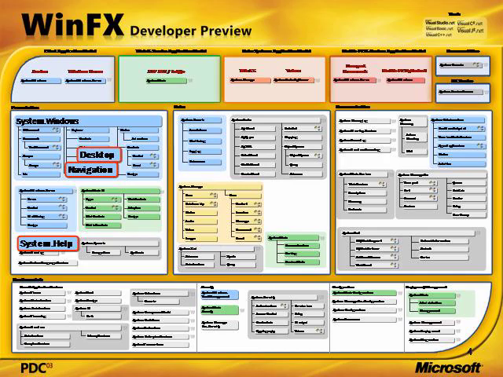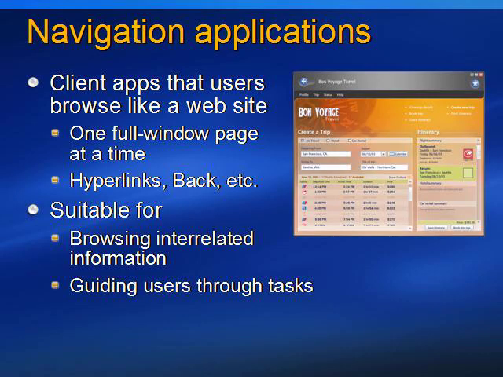Chief among those ideas is the notion of navigation, that you can take a frame with pages in it where a user browses between those pages using hyperlinks and tools like back or favorites, and that this can be just as effective, if not more effective, in a client application as on a website. And in particular, what I'll talk about today is how that might be useful for browsing through interrelated information and guiding the user through tasks.